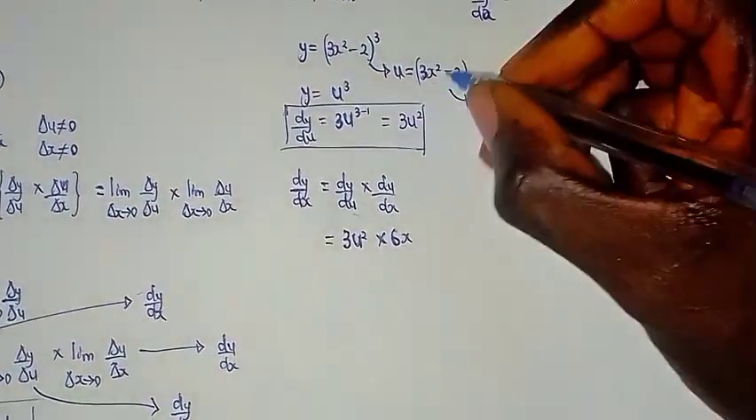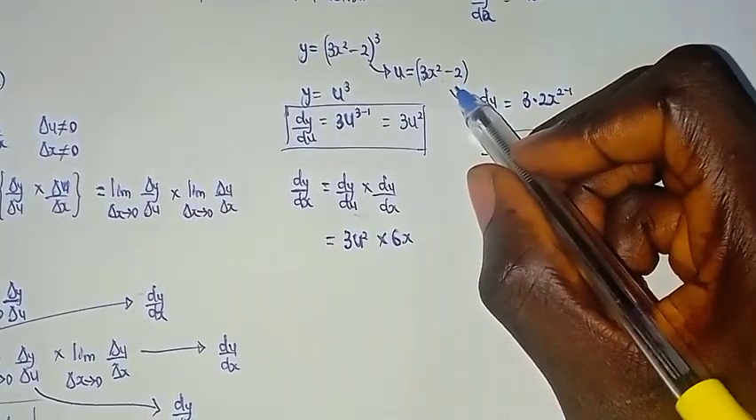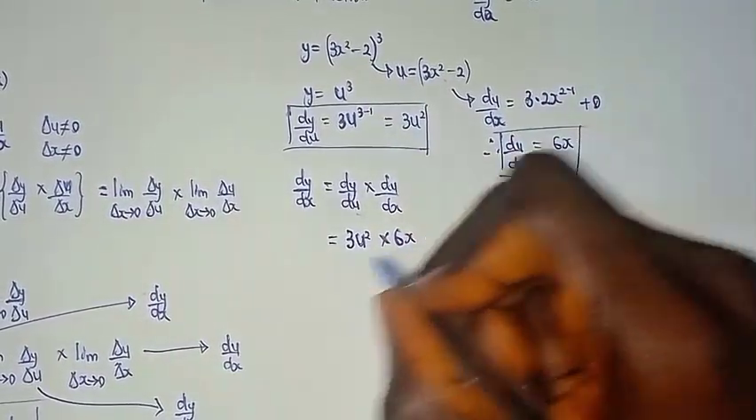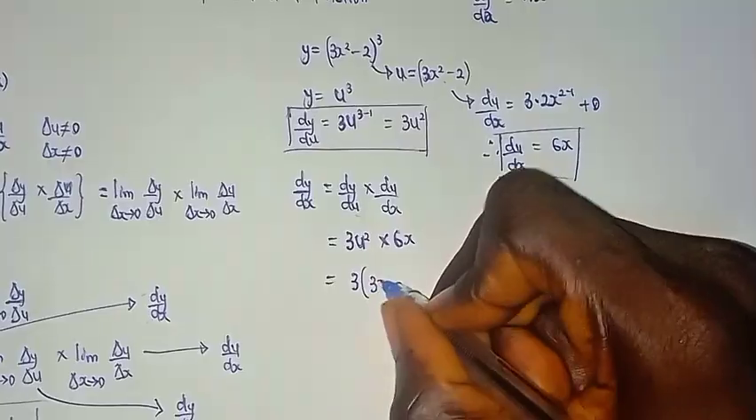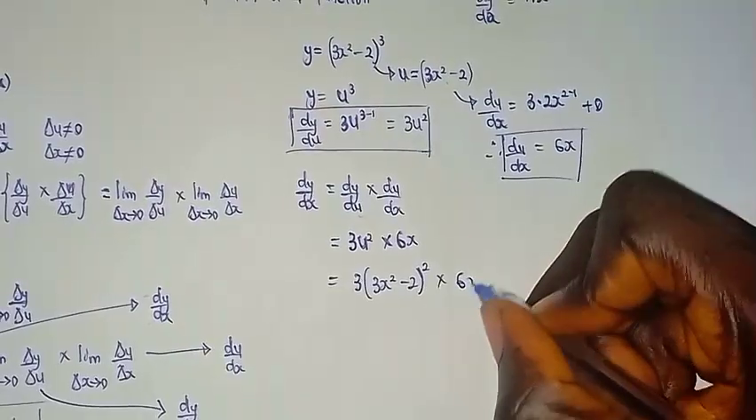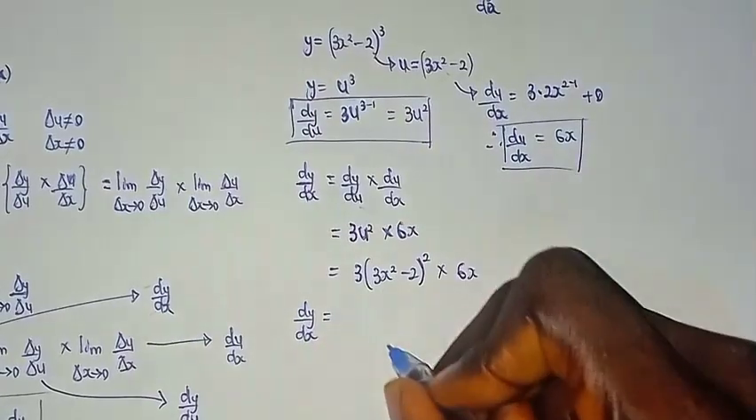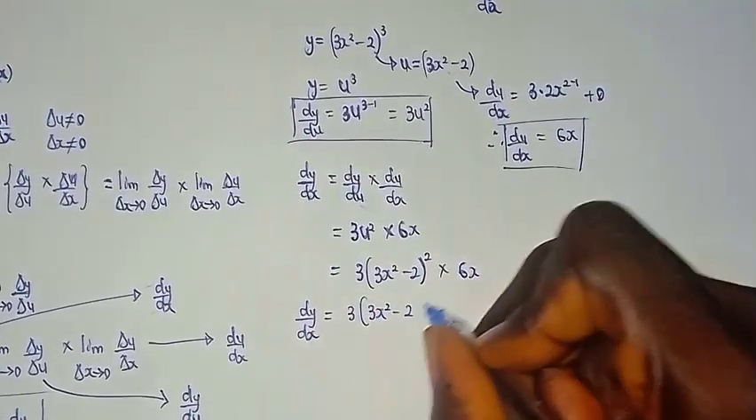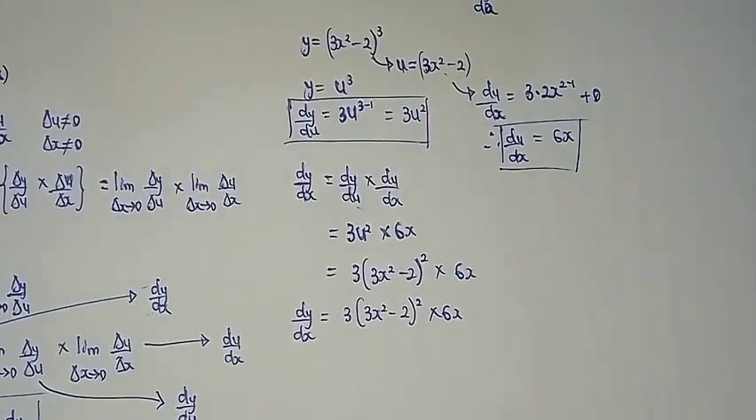But remember, from the beginning of our example, we said that let u be equal to 3x squared minus 2. So let's also substitute u in place of this. So this becomes 3 multiplied by 3x squared minus 2, and then the power 2 times 6x, right? So our dy over dx becomes 3 multiplied by 3x squared minus 2, all raised to the power of 2 times 6x, right?